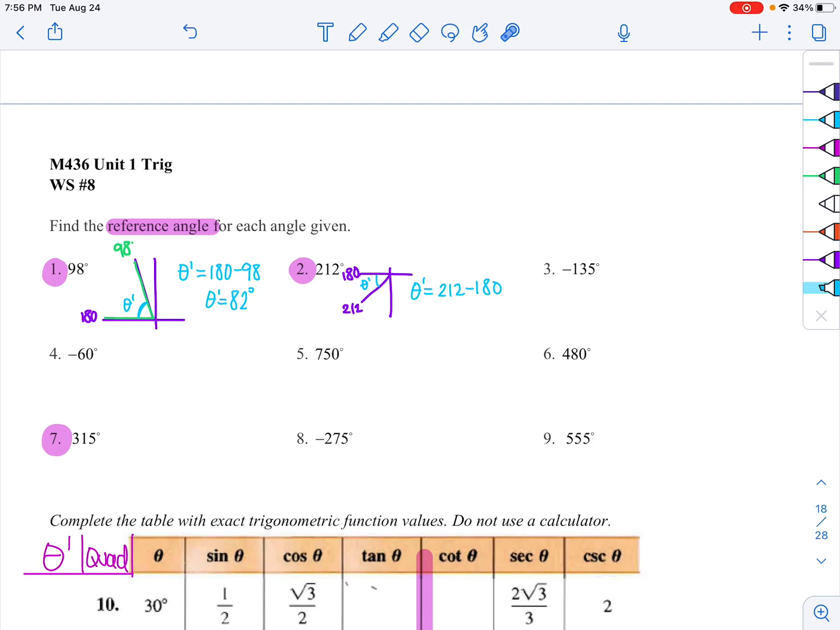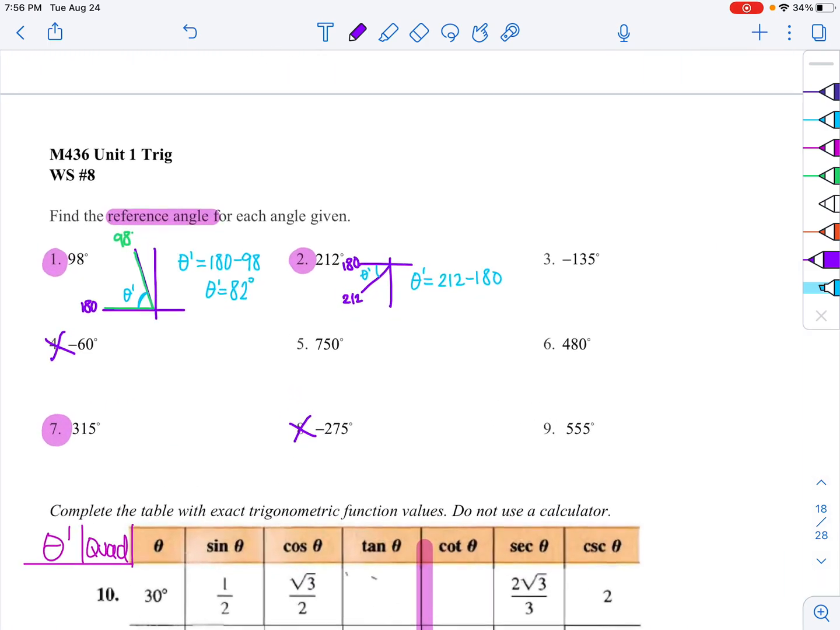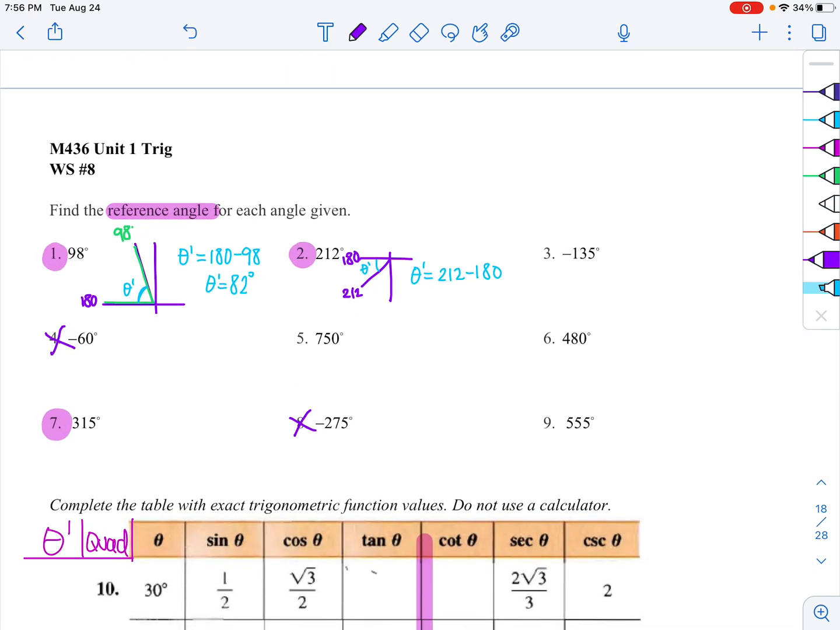For right now, for homework, don't do the ones with the negative angles. We're going to talk about that later. Yeah, go ahead and skip it. You guys just do number 7. You can skip the rest of them. We'll do the rest of those later, okay?